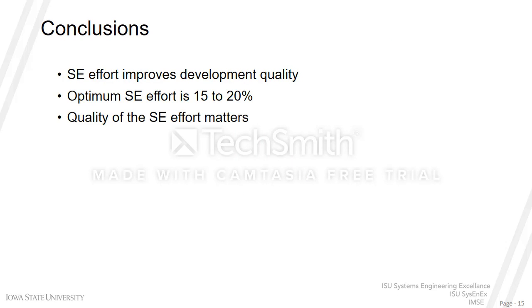So ultimately, in conclusion, it's important to understand that systems engineering effort improves development quality, and the optimal level of systems engineering effort within a project is between 15 and 20%. While this is a stake in the ground, this may vary somewhat due to industry and due to the complexity of the system involved. In some cases, 20% may be a little bit low. In other cases, 15% may be a little bit high. And lastly, the quality of the systems engineering effort matters. It's important to realize that it's not just adding resources, but making sure that they are the right resources with the appropriate systems engineering skills and support necessary to be successful.